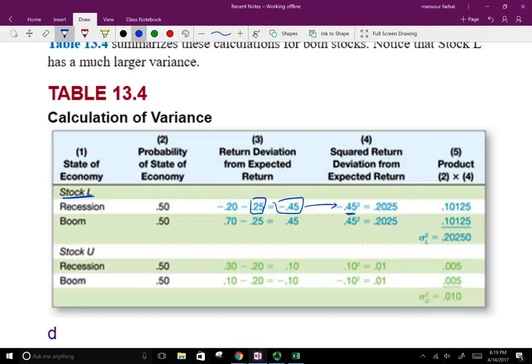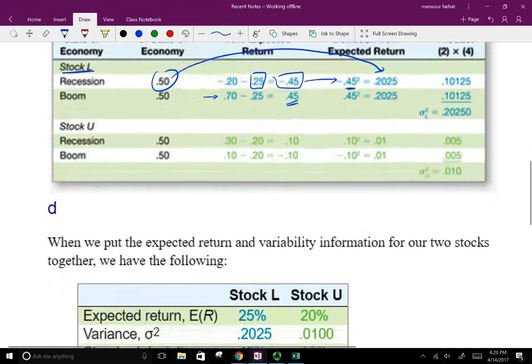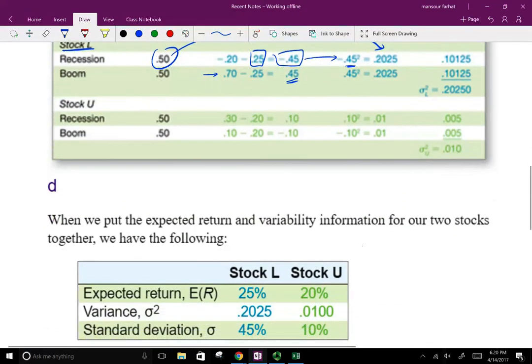We'll do the same thing for the boom. 0.7 is the expected return minus the average, equal to positive 0.45. We raise it to the second power, and it gives us 0.2025, which is the same, because once you square something, it's going to be positive. Then you take the probability, multiply it by the squared deviation, and you'll find it's 0.1015, 0.1015, so 0.2025. Now, this is the variance, 0.2025.